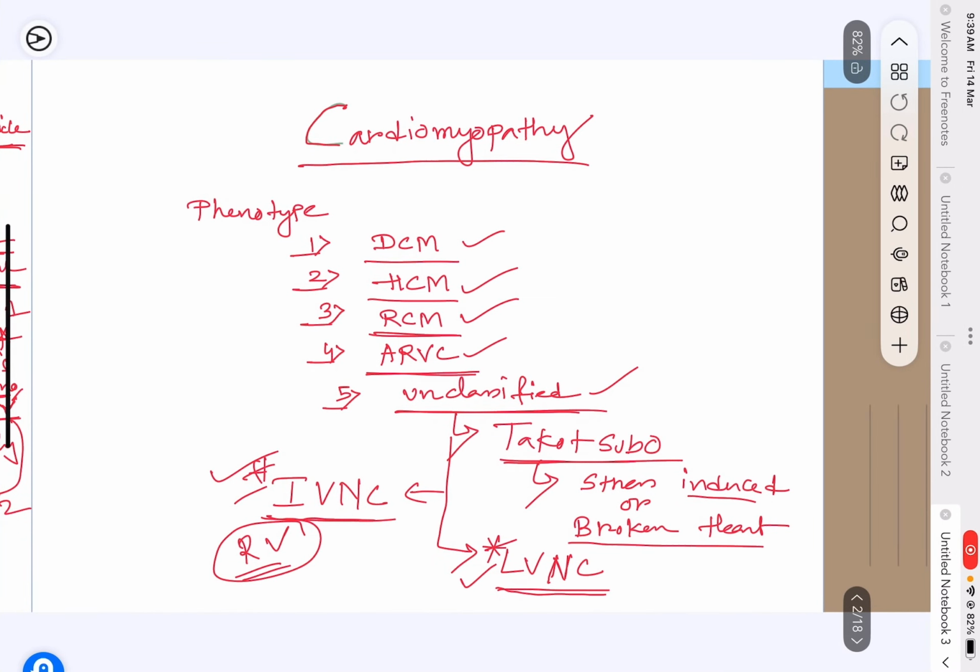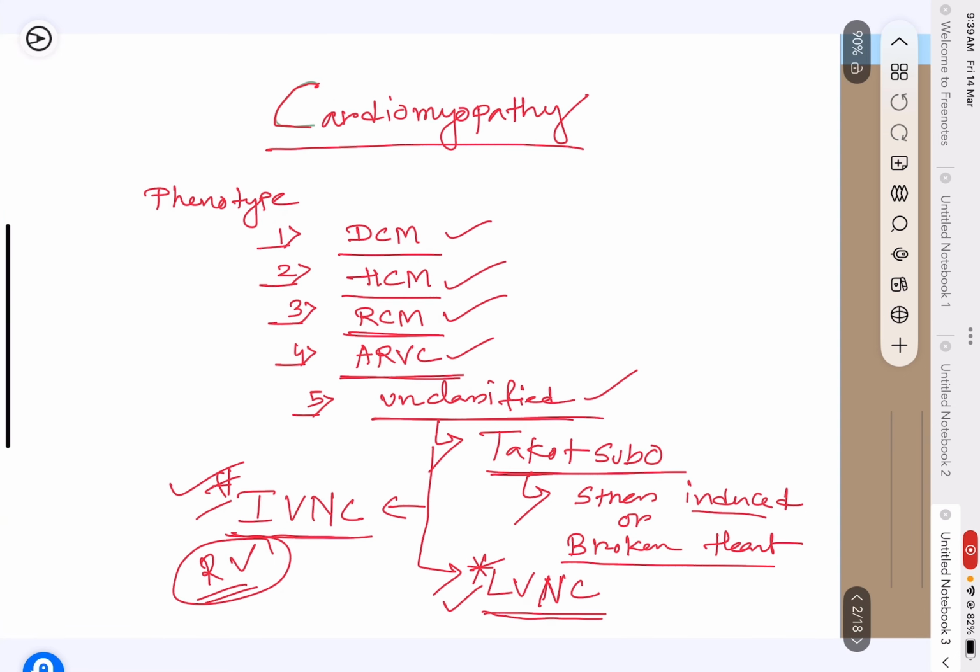Hello everyone. So today's topic is cardiomyopathy. We have the classification of cardiomyopathy based on phenotype: dilated cardiomyopathy, hypertrophic, restrictive, arrhythmogenic right ventricular, and unclassified. This classification we all know. Within the unclassified, we have three most important: Takotsubo, left ventricular non-compaction cardiomyopathy, LVNC, and IVNC.